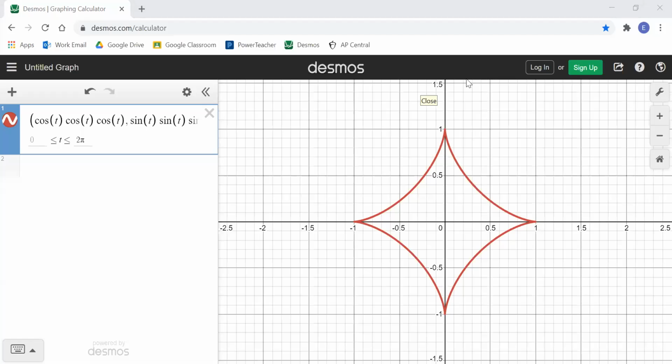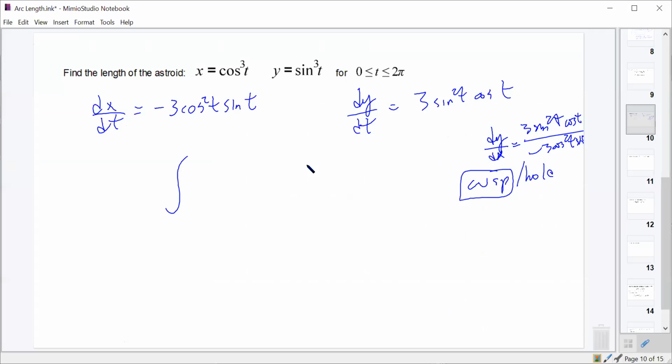Yeah, Mahika, you're asking about the cusps. So these are definitely cusps here, right? You see the cusps at 0 and at pi over 2 and at pi and at 3 pi over 2. So we know that it's either got a discontinuity or a cusp there, without looking at the graph, because the derivative is indeterminate at those values. Right?